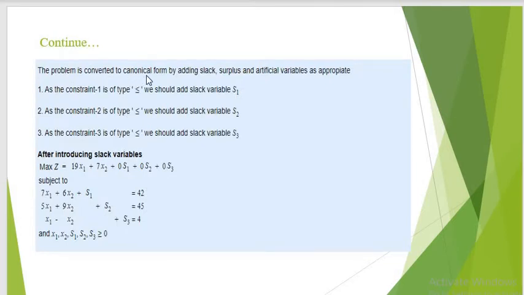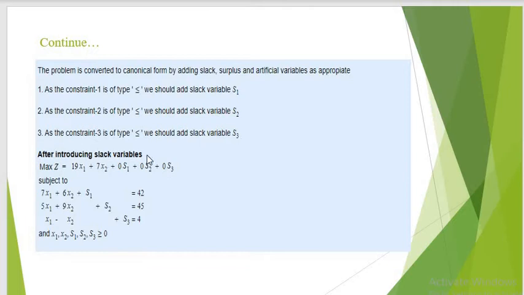Now the problem is converted to canonical form or standard form by adding slack, surplus or artificial variables appropriately. As constraint 1 is of the type less than or equal to, we add the slack variable s1. The second constraint is also of less than or equal to type, so we add a second slack variable s2. And the third constraint is also less than or equal to type, so we add the third slack variable s3.